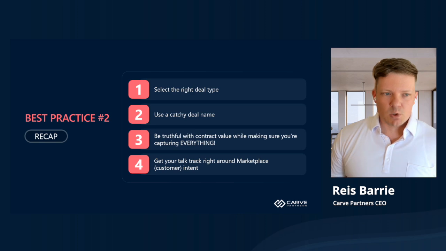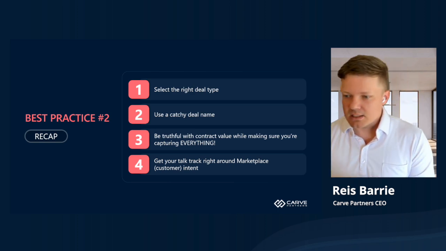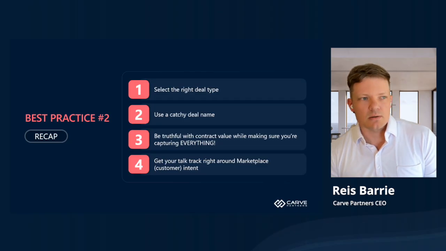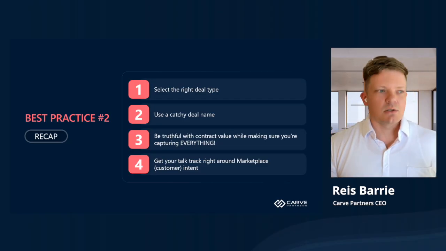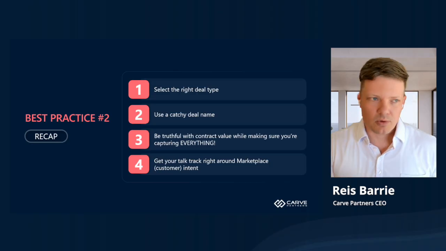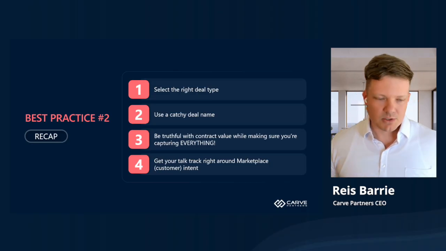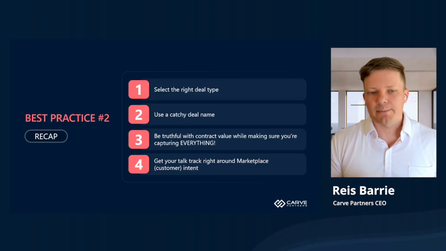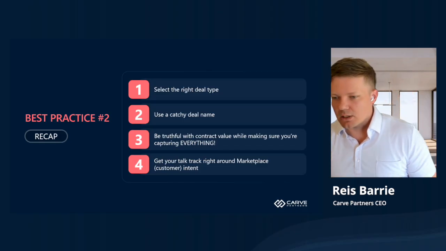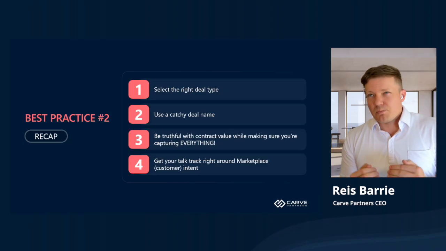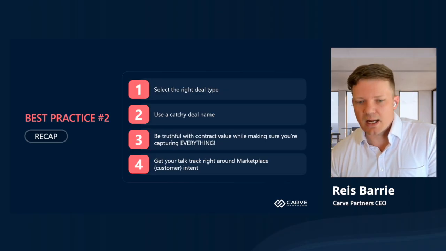So again, quick recap here: selecting the right deal type, a catchy deal name, something that is clear, where you're not using internal jargon. Again, being truthful, even if it's tempting to inflate certain fields or pull forward certain dates, being truthful is always the best practice in the long run. It'll build your brand the right way, and get your talk track down around the marketplace intent. Depending on a particular customer's marketplace maturity, we want to have the right talk track there.